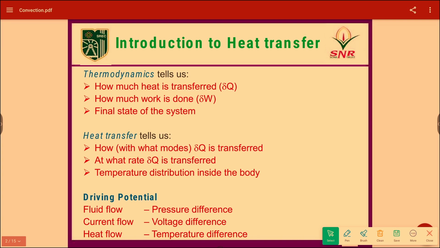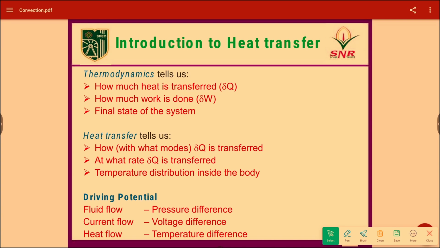We all know thermodynamics discusses how much heat is transferred, how much work is done, and what the final state of the system is. Thermodynamics does not say anything about how the heat transfer happens, how much time it will take, or what the modes of heat transfer are. All these things are taken care of in heat transfer.